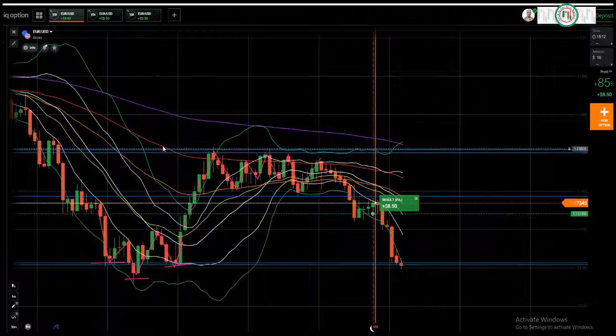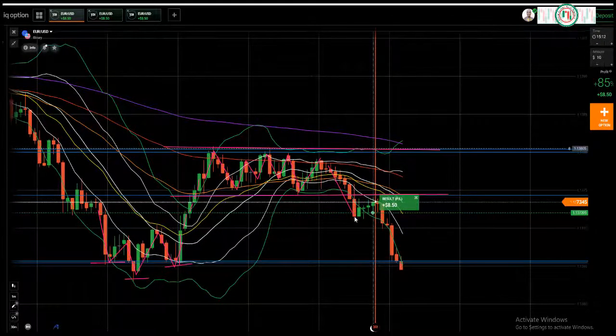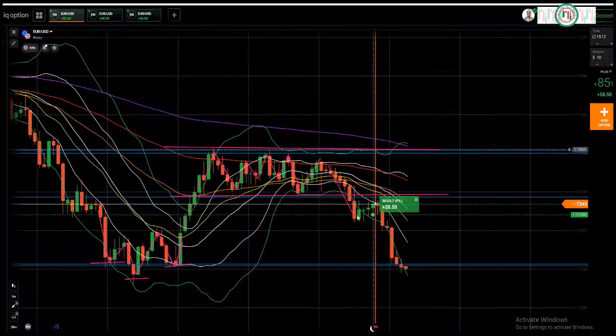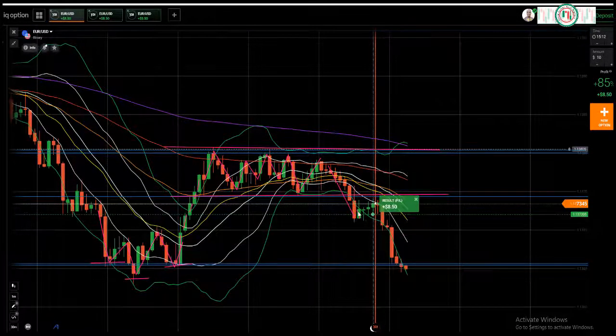So I mark this, I put my alarm here. If I see any breakout, then I will take my trade. Or here down, if I see any breakout, I will take my trade. So after this breakout, you see strong breakout. I couldn't take any trade because I paused the video for some reason. Then here you see this is a reversal pattern.